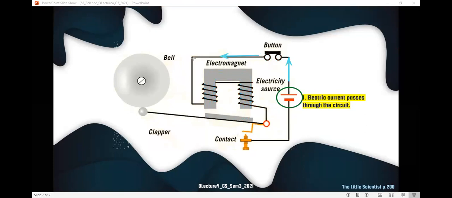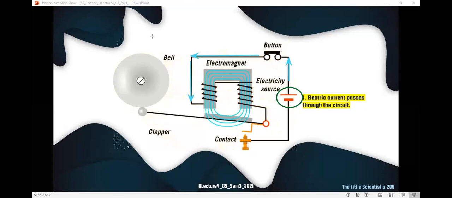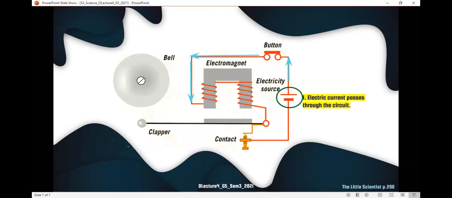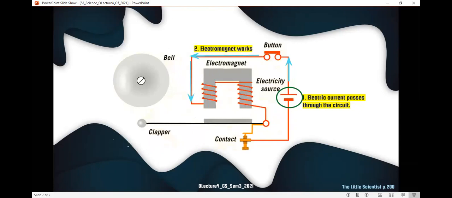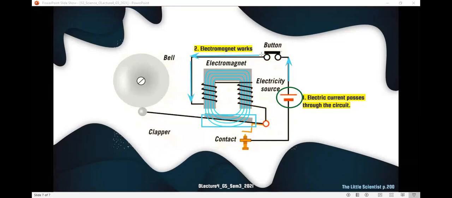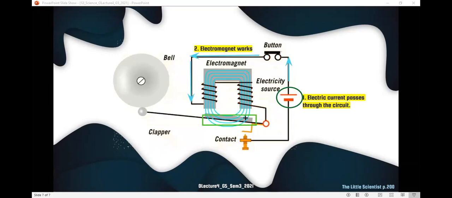Like this, and passes through the circuit. The electromagnet is on, since there is electric current passing through the circuit. The electromagnet is on. The electromagnet is working, meaning it attracts metals to it. This one here is a metal bar. This is made of metal, so it will be attracted to the magnet. The magnet attracts it.